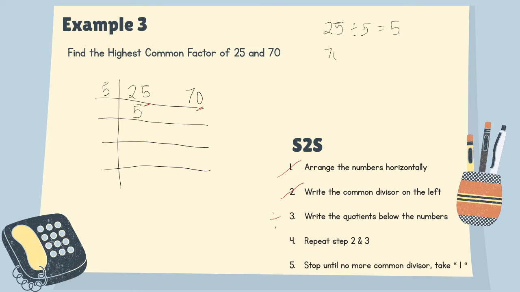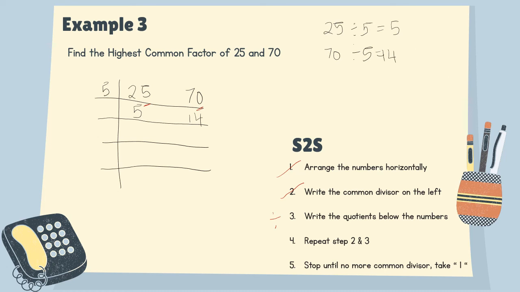Now 70 divided by 5. If you're not sure, you can always do long division. 7 divided by 5 is 1. 1 times 5 is 5. 7 minus 5 is 2. 0 goes down. 20 divided by 5 is 4. So 4 times 5 is 20. So the answer is 14. Yeah, 14 there. So we are done with step 3.